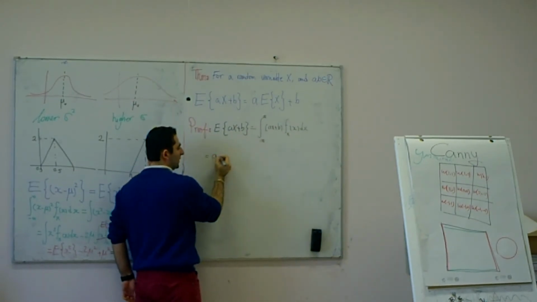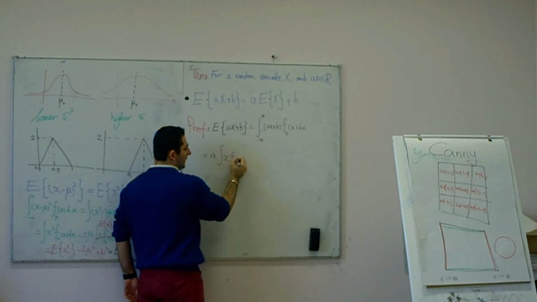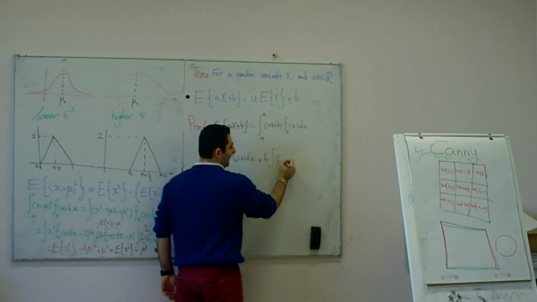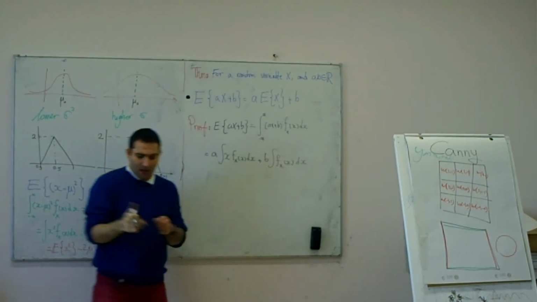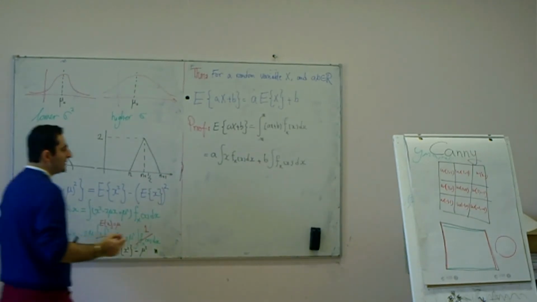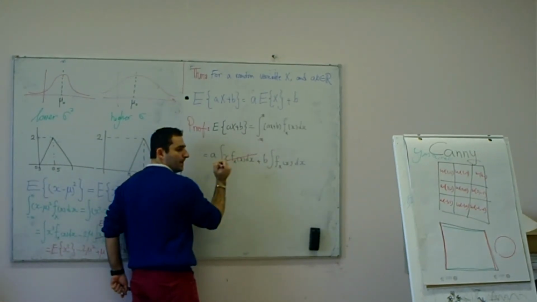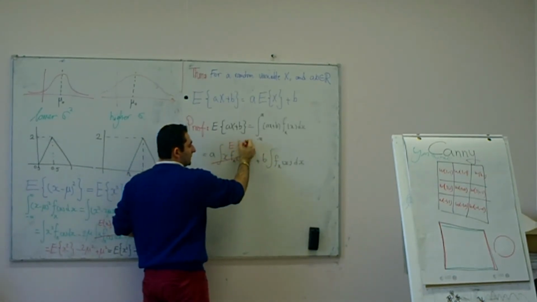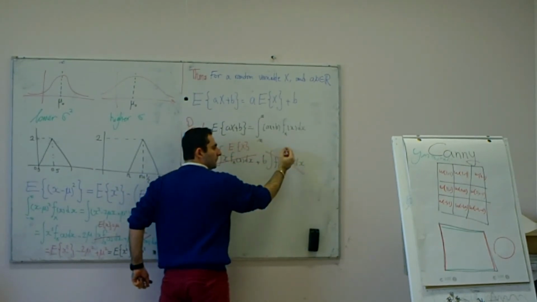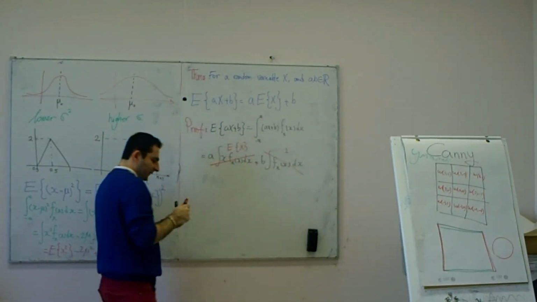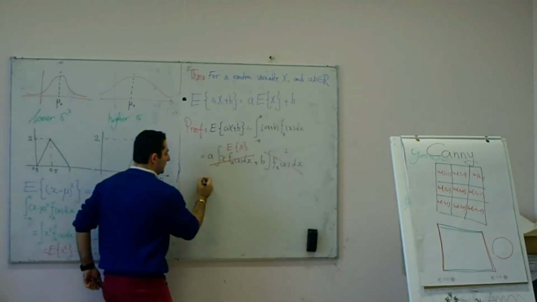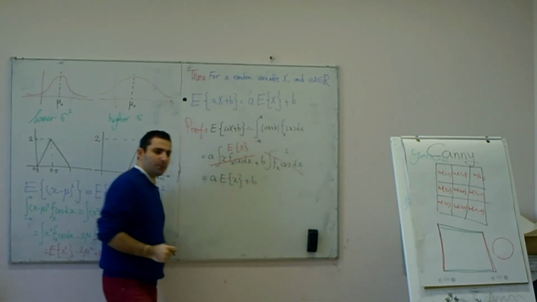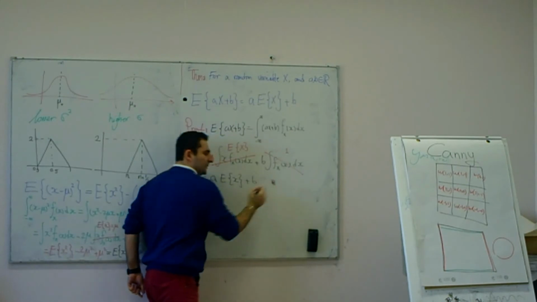a is constant, so it comes out: a times the integral of x f(x) dx, plus b times the integral of f(x) dx. Now, you tell me, what is this integral? This is the definition of the expected value of X. What is this integral? 1, because it is an integral from minus infinity to plus infinity of the PDF. So it will be a E of X plus b. So the proof is pretty simple.